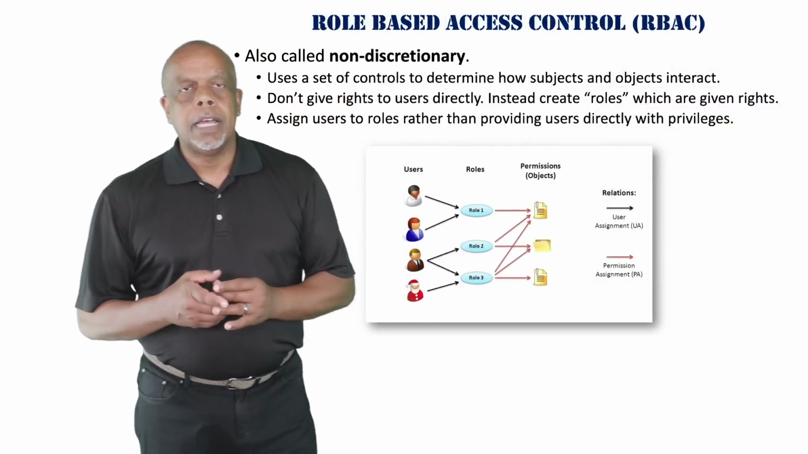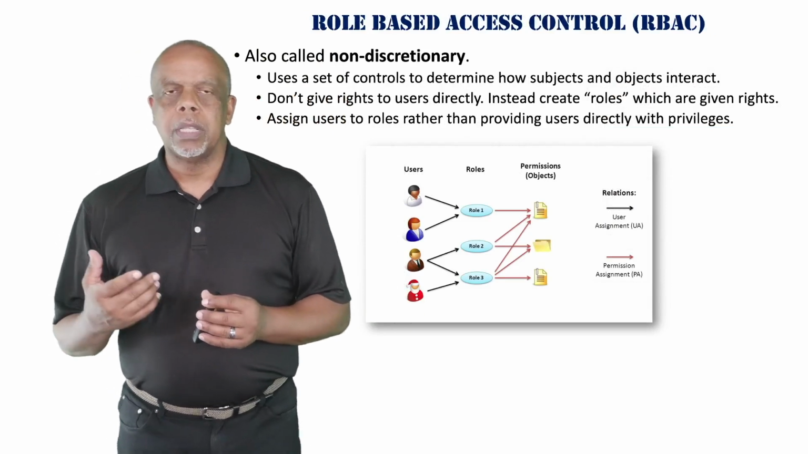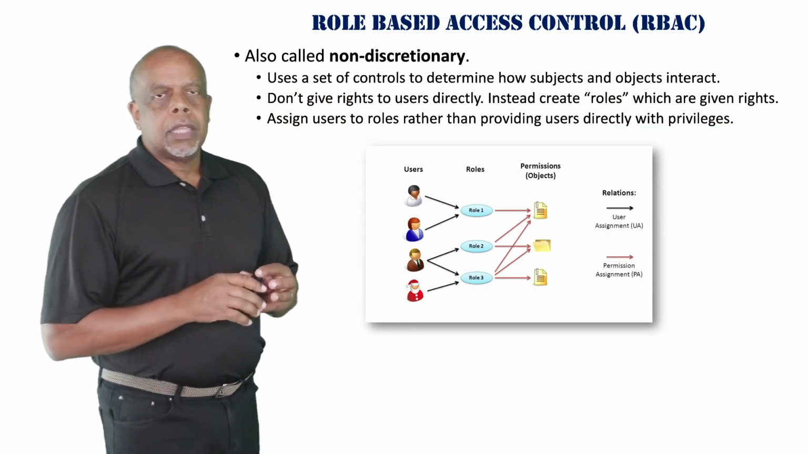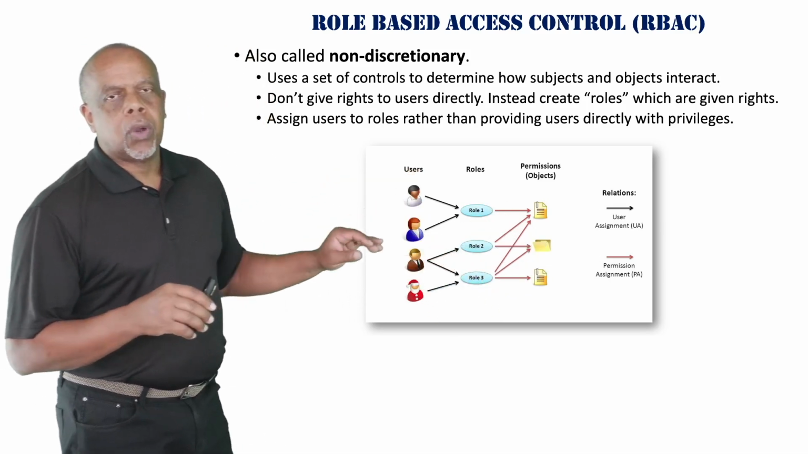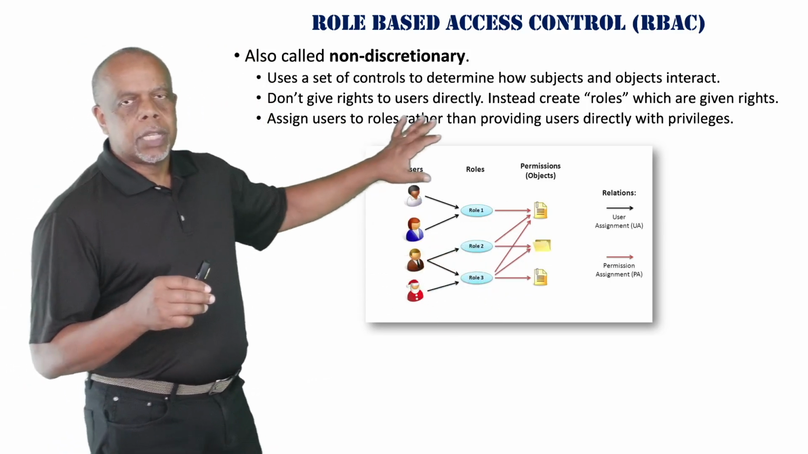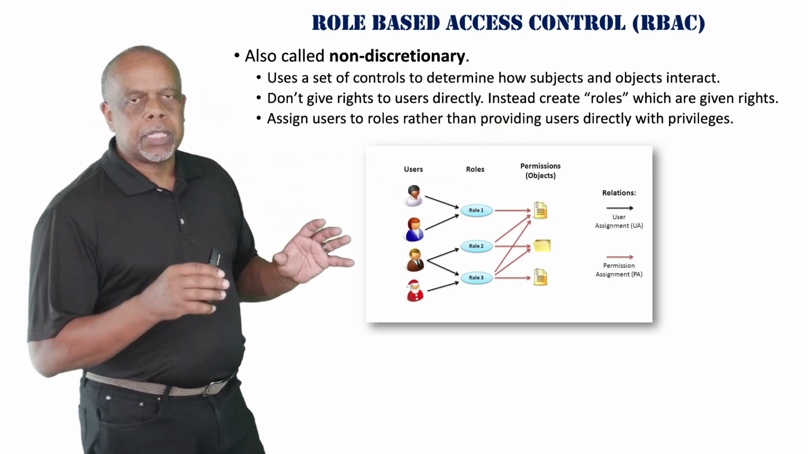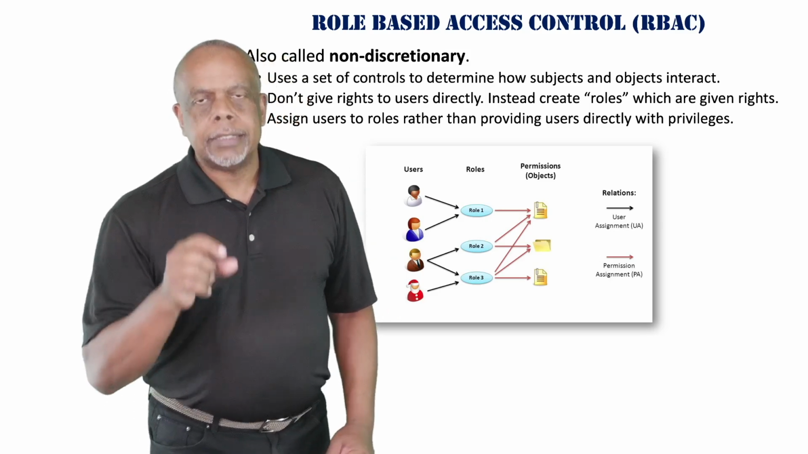So let's talk about role-based access control. Sometimes we call it non-discretionary, okay? Now, role-based access is based on your role in an organization; you are given access. It determines how subjects and objects interact based on the controls we put in place based on their roles. It doesn't give rights directly to an individual. Instead, it gives it to a role.